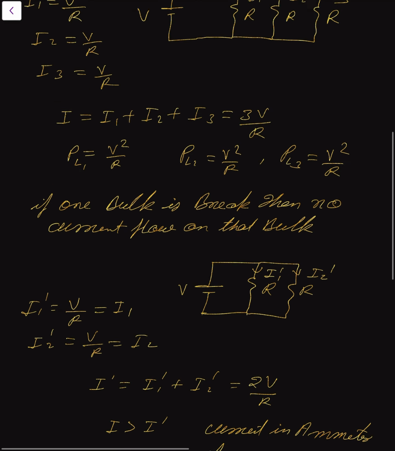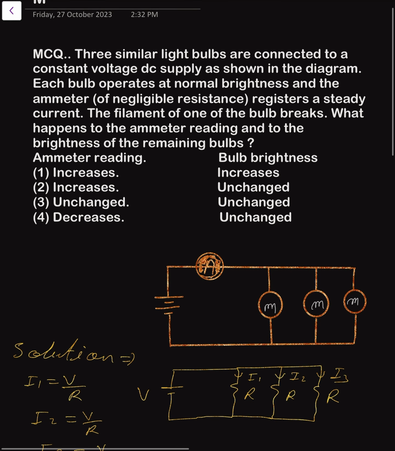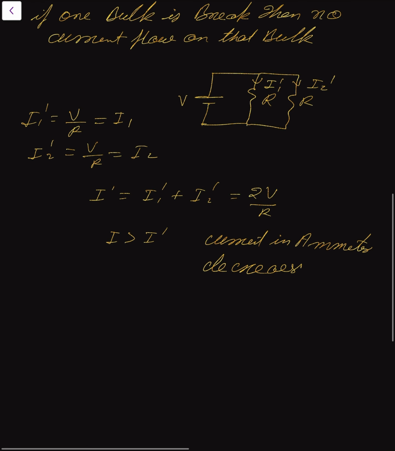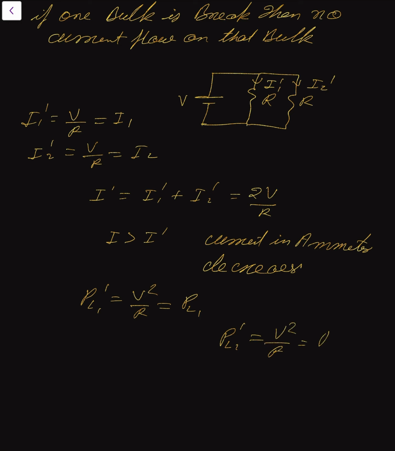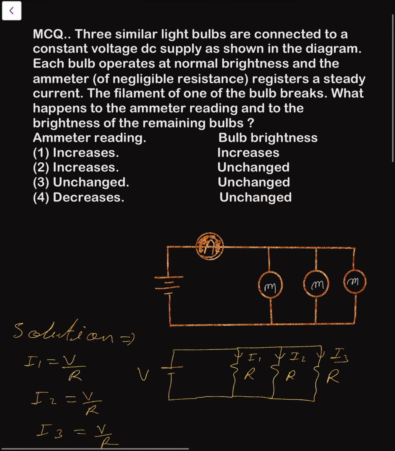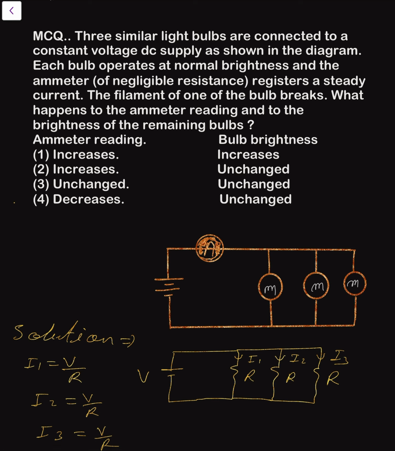Next, what about the losses corresponding to each bulb, and the brightness of the remaining bulbs? Brightness means, corresponding to the first bulb, PL1 dash is V square by R. Similarly, PL2 dash is equal to V square by R. Clear or not? So you can say the losses and brightness are not changed, but the current is changed. The ammeter reading decreases. So option D is correct.